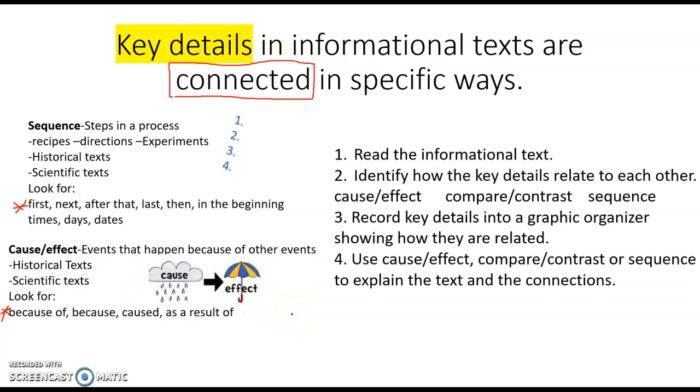So the first thing we want to do is read the text. Then we identify the key details and how they relate to each other. So we're looking for cause and effect words. We're looking for compare and contrast words and sequence words. I know we haven't talked about compare and contrast yet. We're looking for those words that connect the details. We want to record our details into a graphic organizer to show how they're related. So we're going to be doing that today as I'm reading a text with you. And then we're going to use those words to explain the text and the connections. So you'll be doing that in your writing.